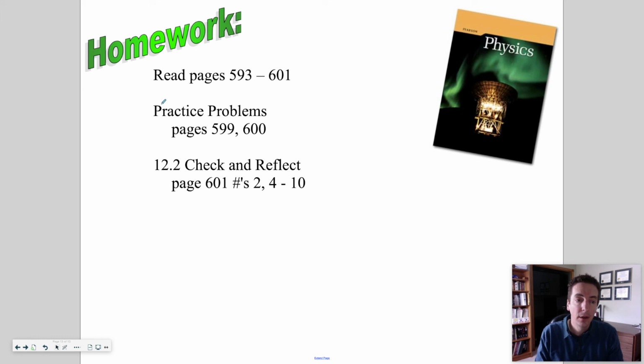All right, and there we have it. There's the basics of magnetic force on charged particles in a magnetic field.